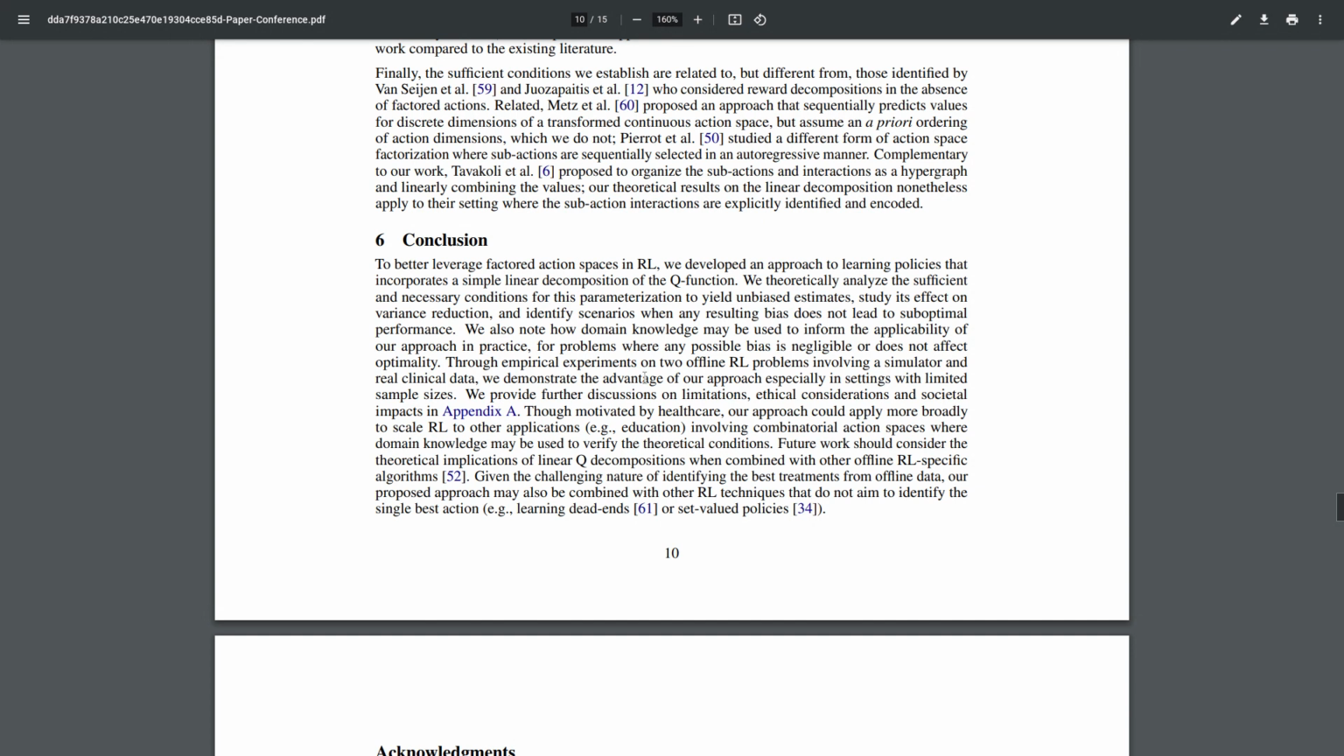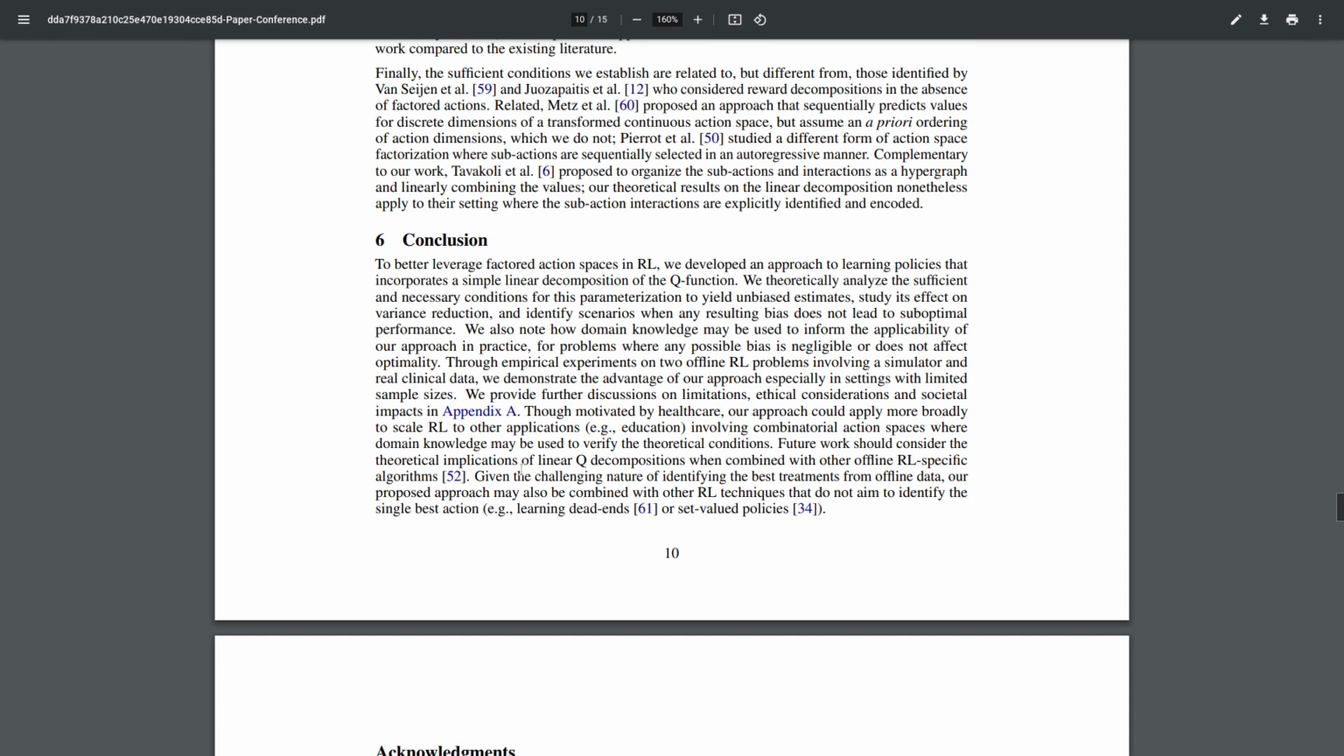Through empirical experiments on two offline RL problems involving a simulator and real clinical data, we demonstrate the advantage of our approach, especially in settings with limited sample sizes. We provide further discussions on limitations, ethical considerations, and societal impacts in Appendix A. Though motivated by healthcare, our approach could apply more broadly to scale RL to other applications, for example, education, involving combinatorial action spaces where domain knowledge may be used to verify the theoretical conditions.